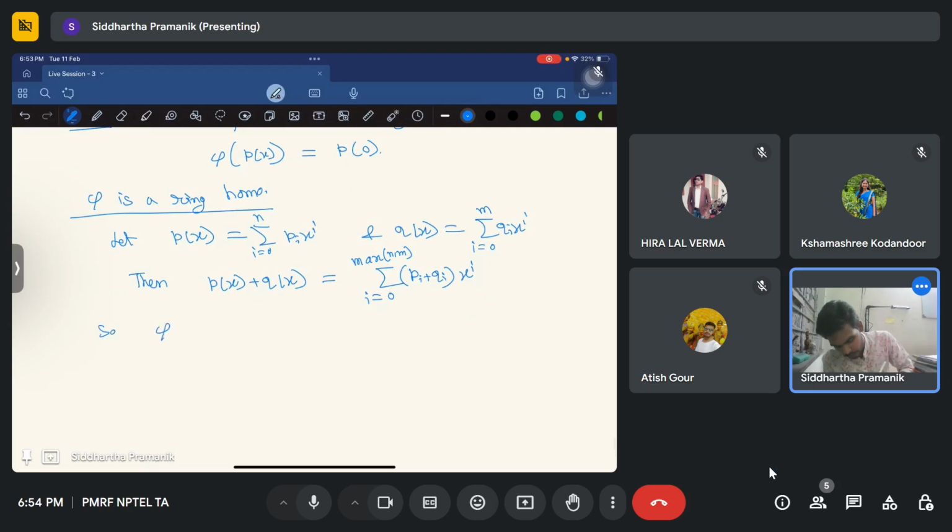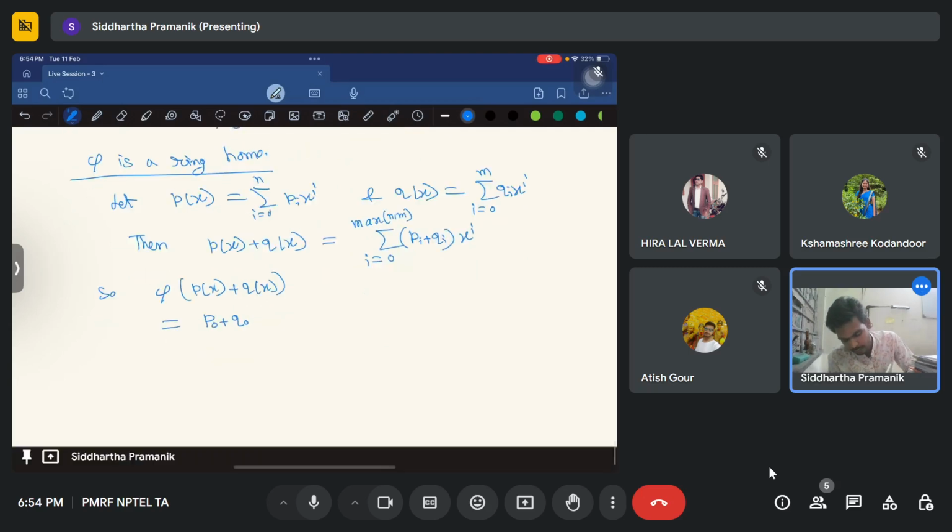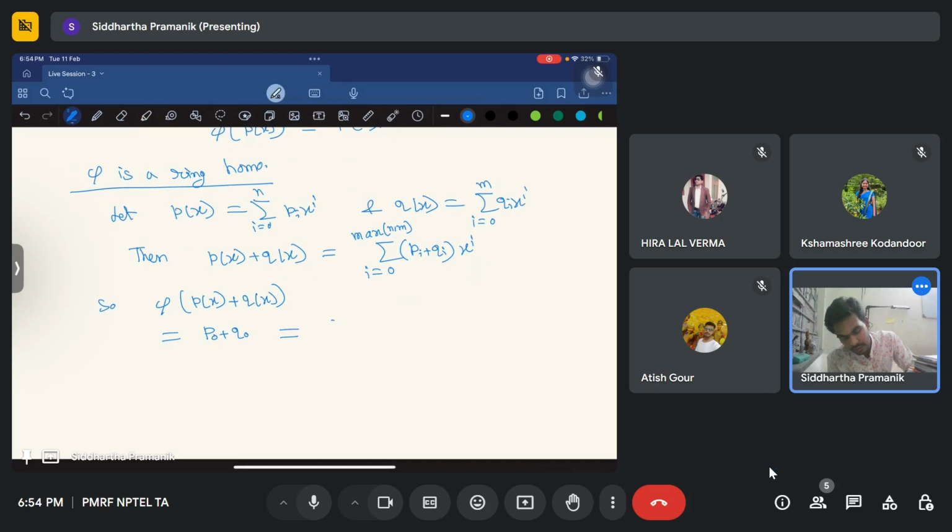Now let's see whether the function phi preserves addition or not. Phi of p(x) plus q(x): if we evaluate this at 0, what will survive? Just the constant term will survive, right? Because we are putting 0 in place of x. So this is basically p0 plus q0. Now p0 is phi applied on p(x), and similarly, phi applied on q(x) gives q0 only. So this shows that phi preserves addition.